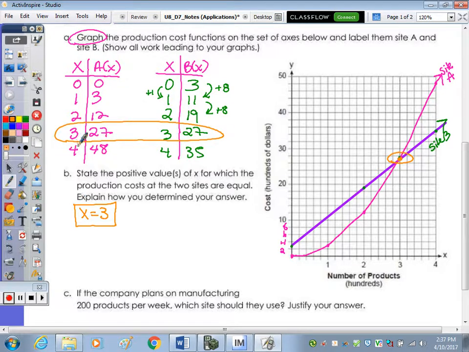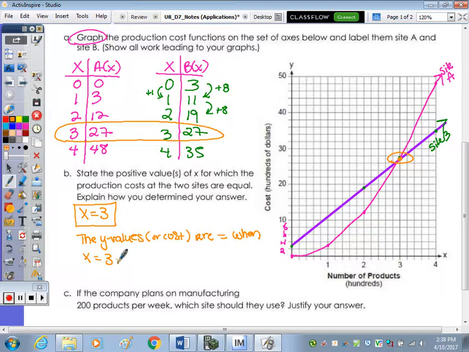You could talk about the table of values. So you want to talk about the table of values or the graph part? Okay. So if we explain using the tables, the y values or costs are equal when x equals 3. Or you could say, explain how you know that is the point of intersection of the two graphs. So that's where the graphs intersect.